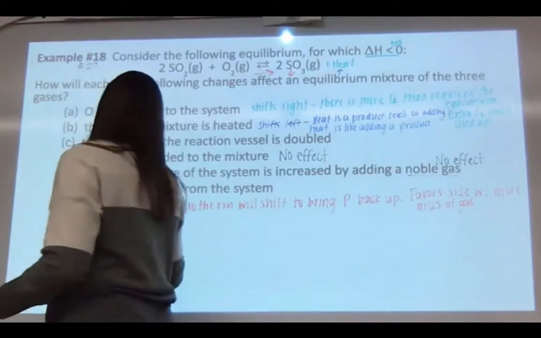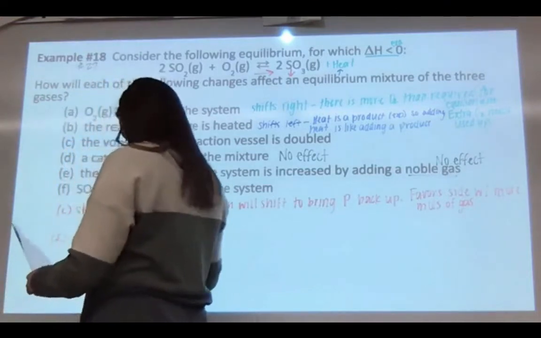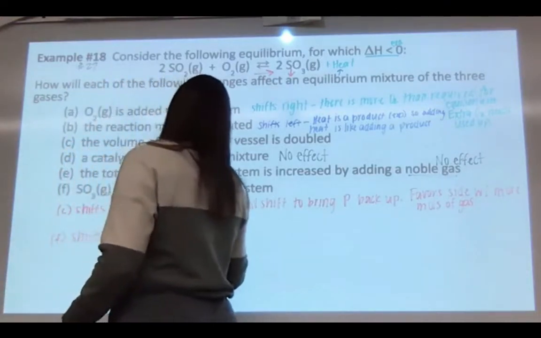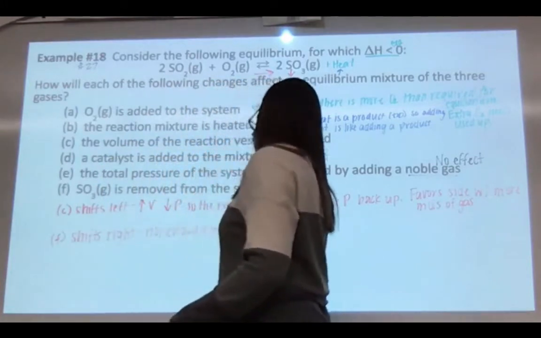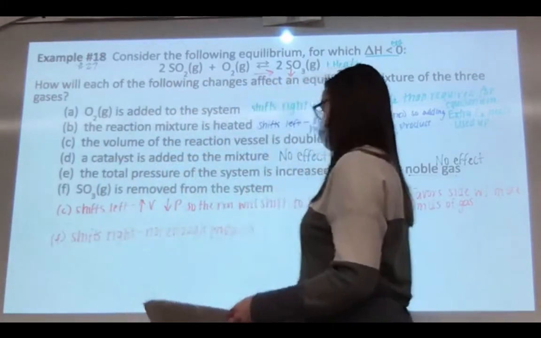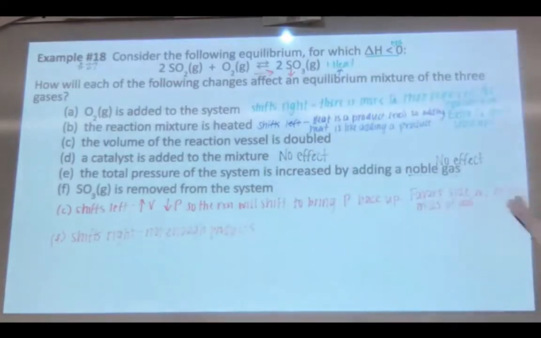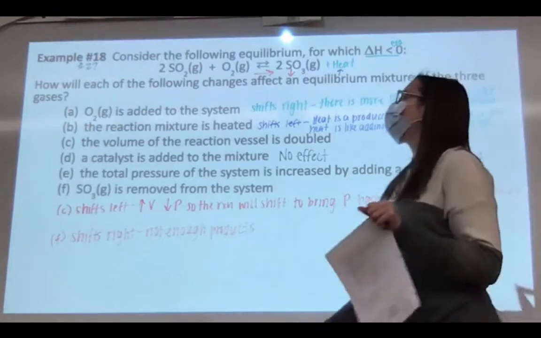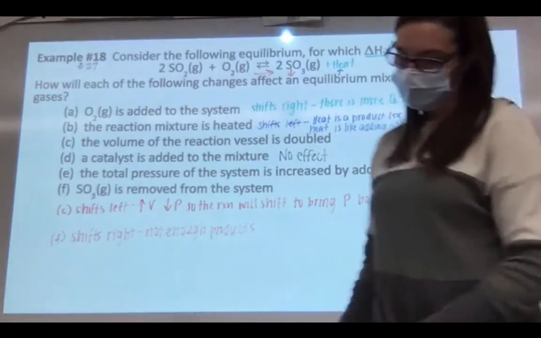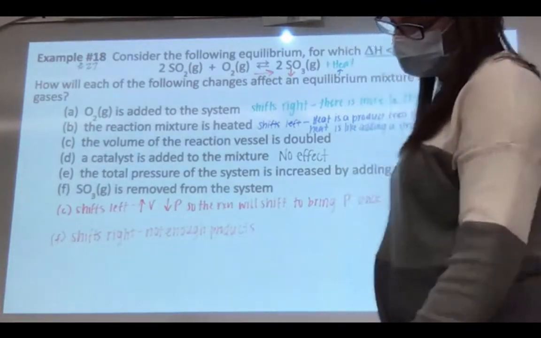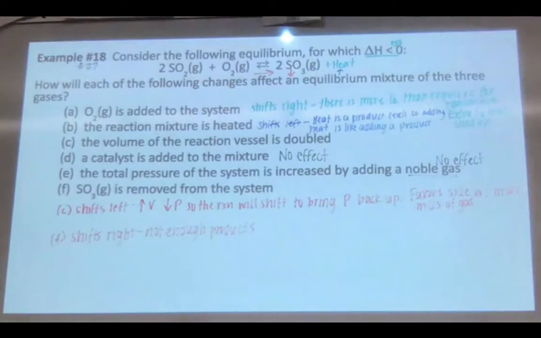So we'll say it shifts right if we don't have enough products. So the reaction is going to shift in a way to create more products. You just have to think about how the reaction has to shift in order to get back to equilibrium, to get back to the ratio that it was at. Any questions on this one before we look at 19?